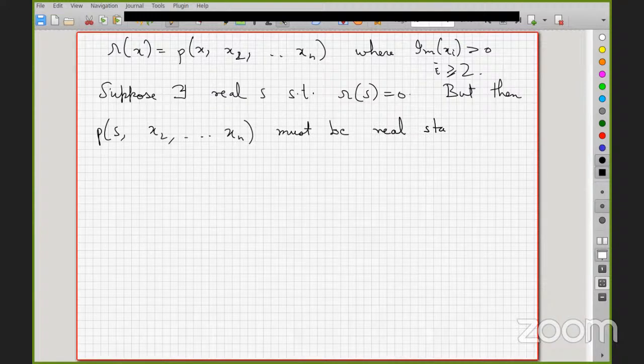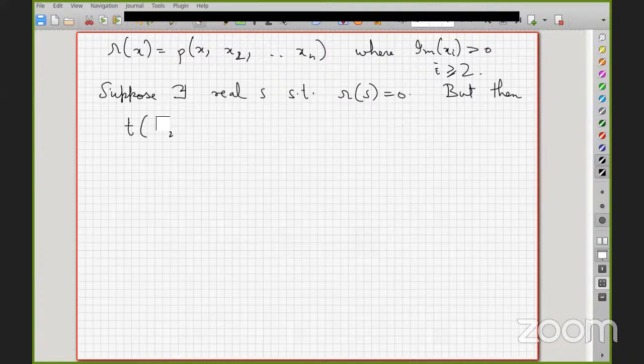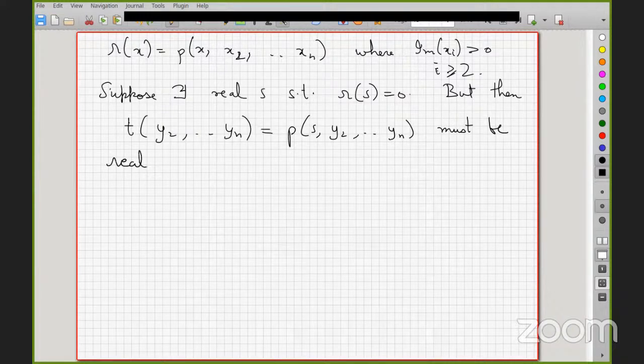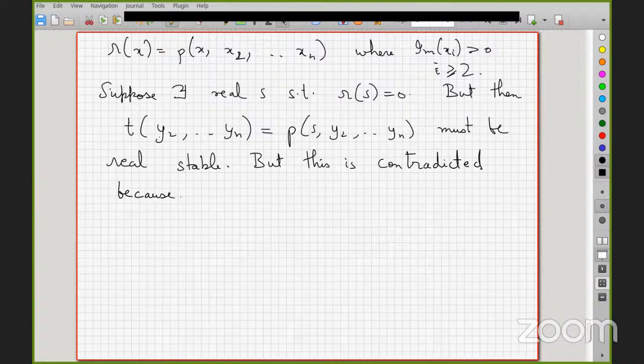What do you mean real? So this is what I mean. This polynomial T(y2 to yn) given by P(s, y2 to yn) must be real stable. But this is contradicted because... wait. Okay, y2 to yn are indeterminates, yes. And P of s must be real stable. Why so?